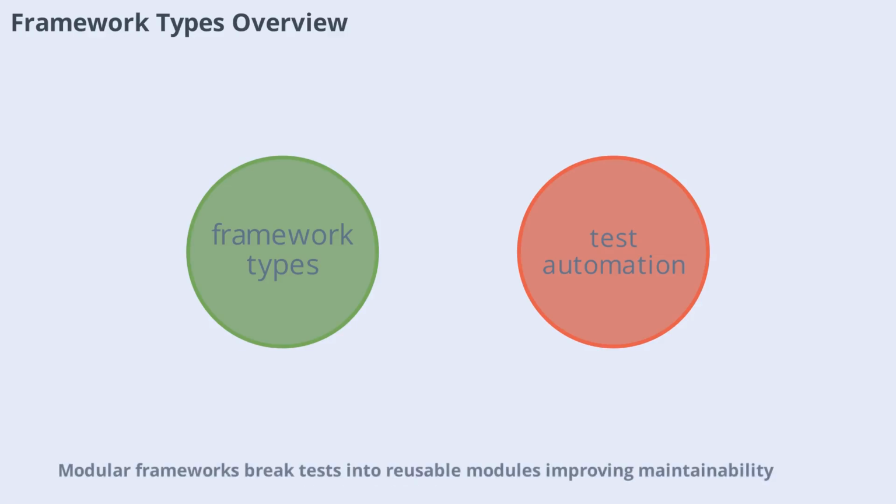Modular frameworks break tests into reusable modules, improving maintainability. Data-driven frameworks separate test logic from data, enabling tests with multiple input sets. Keyword-driven frameworks use action keywords for flexibility, while hybrid frameworks combine multiple approaches. Behavior-driven development, BDD, uses natural language for better stakeholder collaboration.